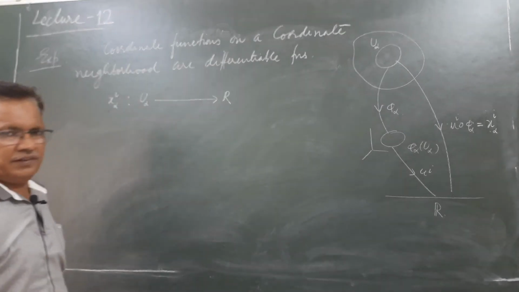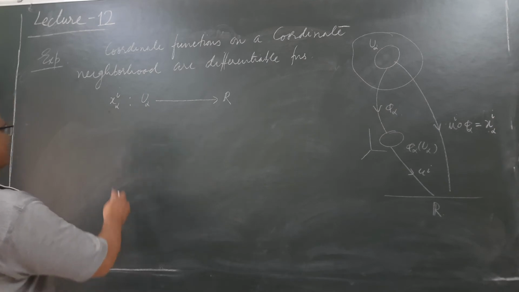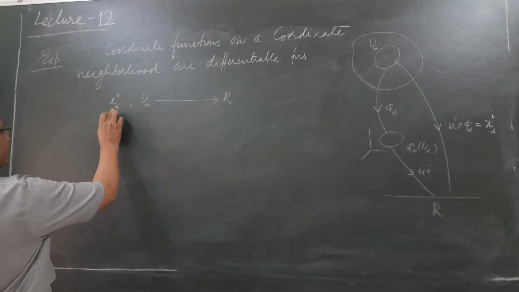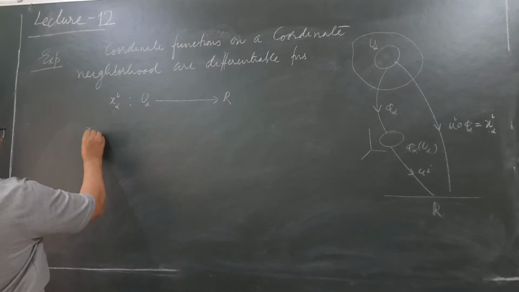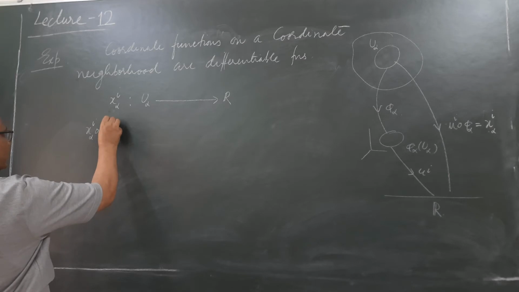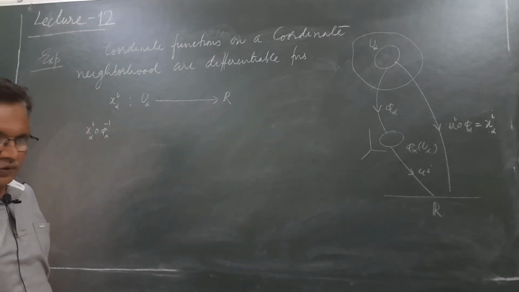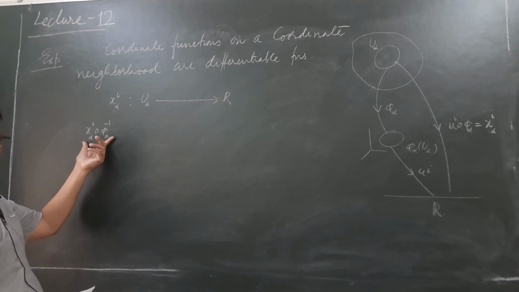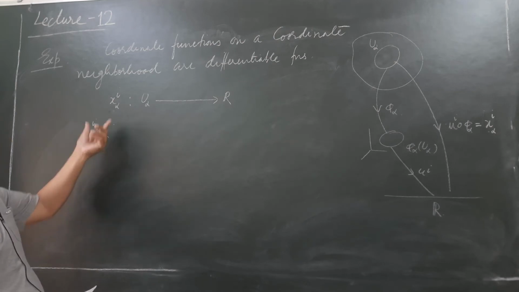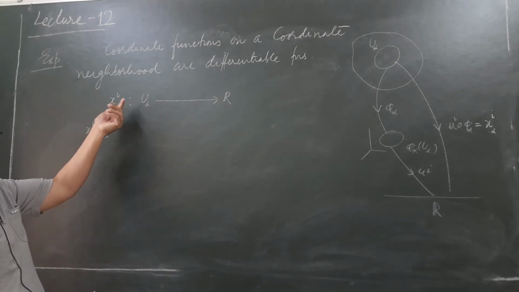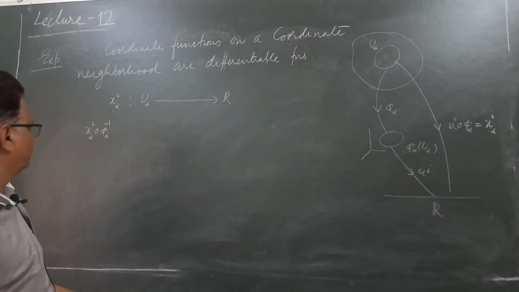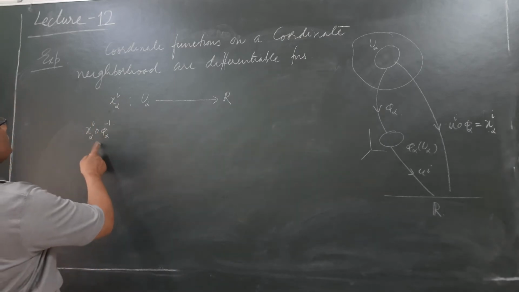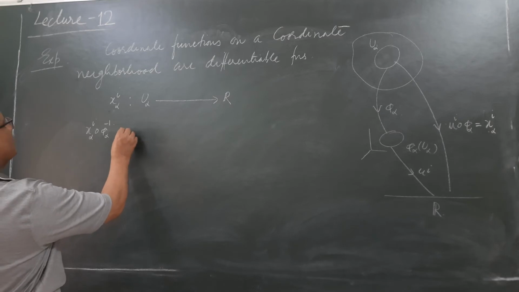Look at the definition. In fact, to check whether it is differentiable or not, by definition, I will check X alpha I composition phi alpha inverse. If this map turns out to be a Euclidean differentiable function, my answer will be yes, X alpha I is a differentiable function on U alpha. So you should check what it is.